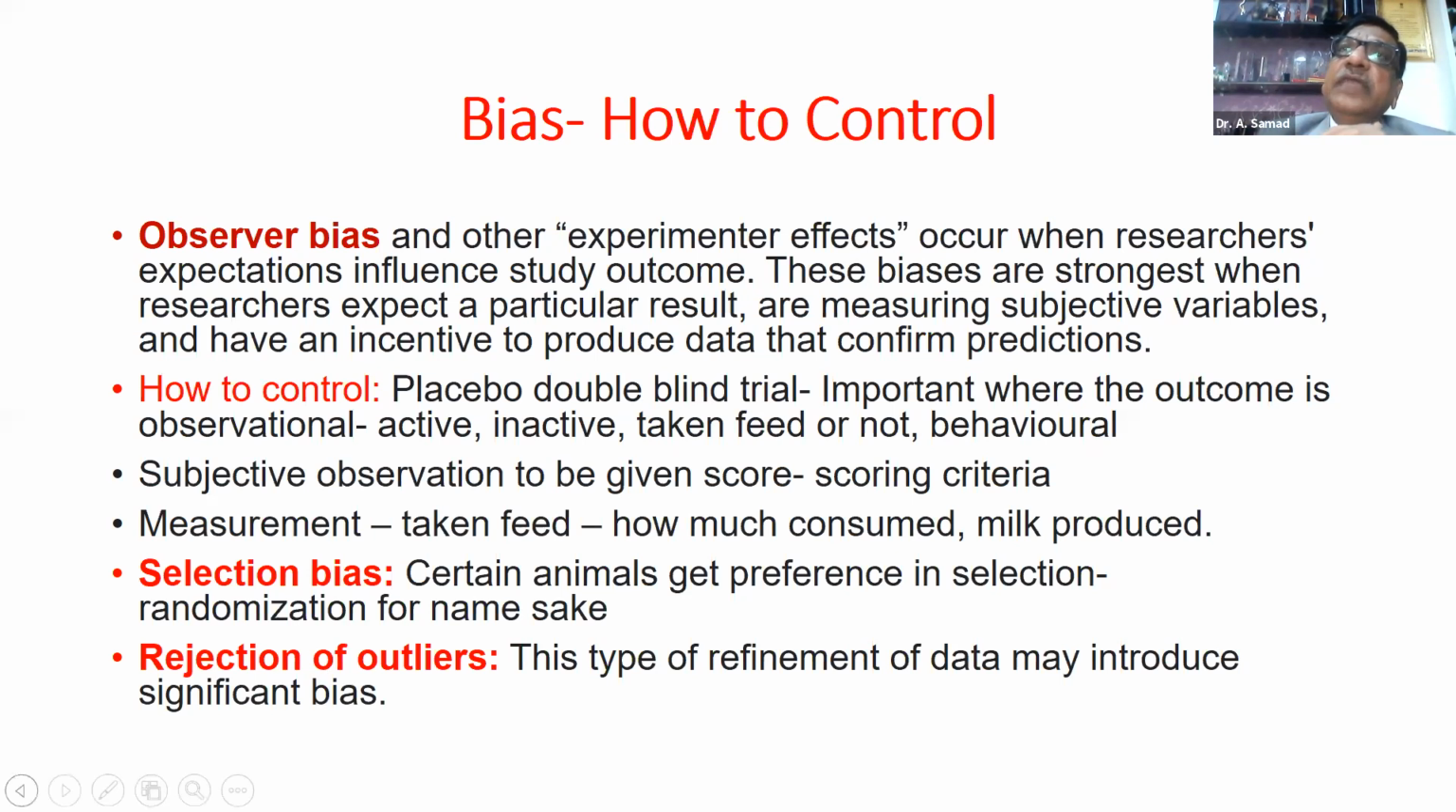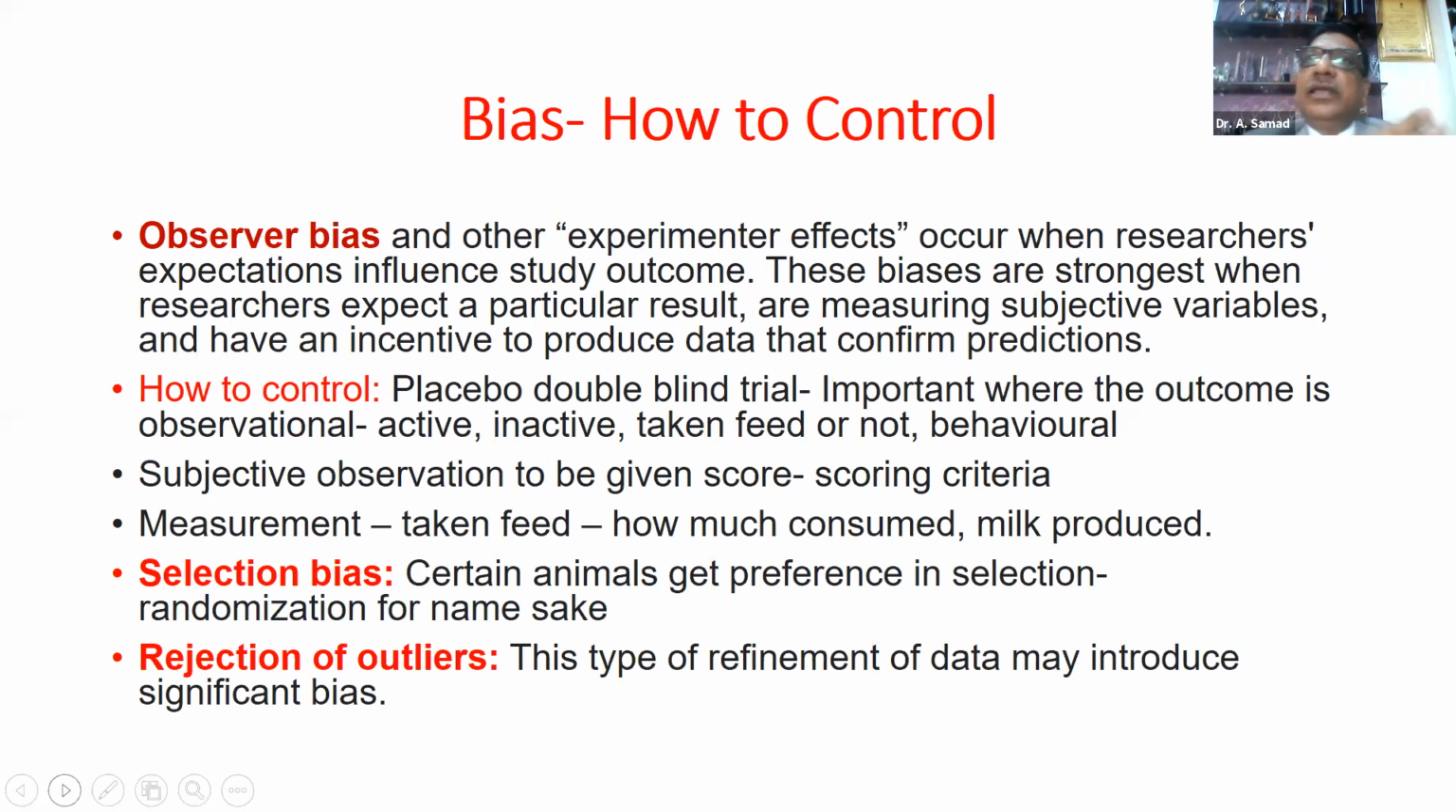Sometimes we tend to select animals that are easy to handle. I go to a farm and they say, I need 12 animals for my experiment, and the people will bring those animals which are docile, because they're easy to handle. For them also it is easy to handle. So there becomes a selection bias.